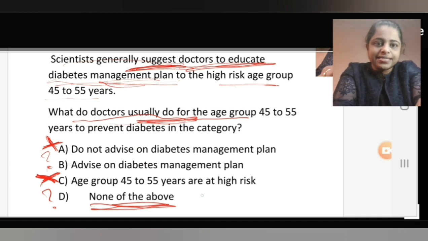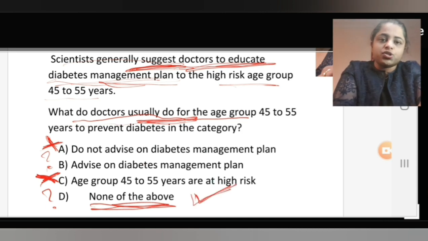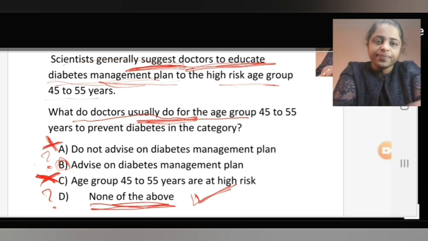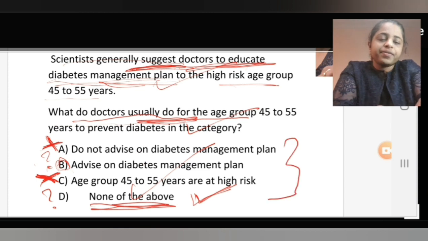So the answer is none of the above. I've taken that answer. So this is how you should be answering part C. Whereas if you just go to this bit, you may confuse it as option B and you may get the wrong answer. So you have to analyze the text, the question, and each option in detail. Okay, and then only you can find the right answer.